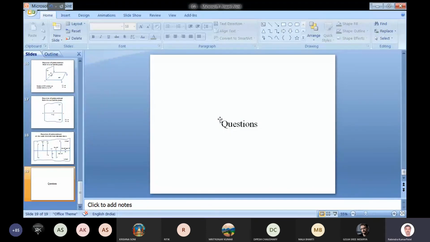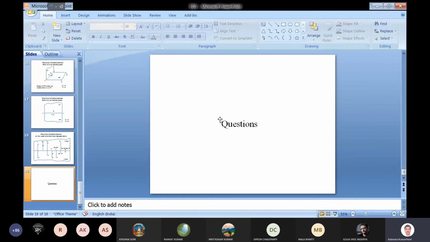We can stop it here, and if you have any question, please ask. Sir, what is the need of this projection, this stuff we just studied? These are the basics of orthographic projection which you have to study.